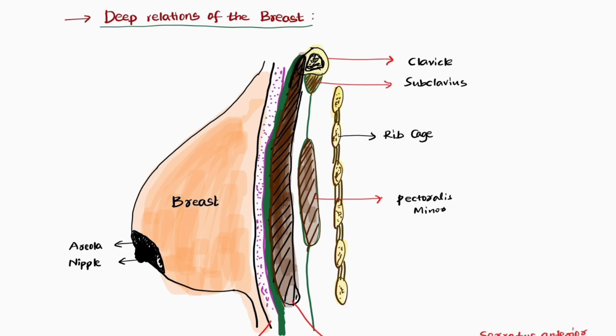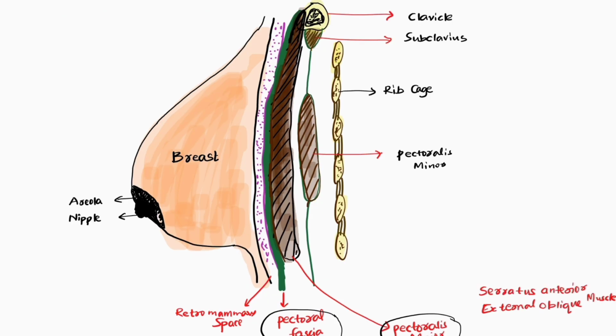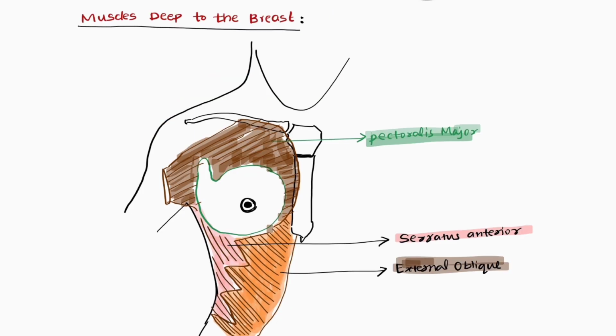See this diagram. This diagram will make you understand in detail the relations with the breast from superficial to deep. You can see the muscles in order, as we have remembered through the mnemonic. You can see here the retromammary space, pectoral fascia, pectoralis major muscle. You can see serratus anterior, external oblique muscles, and the rib cage behind that. So in this diagram, the muscles deep to the breast are pectoralis major, serratus anterior, external oblique muscles, and over that is the breast, as you can clearly see here.